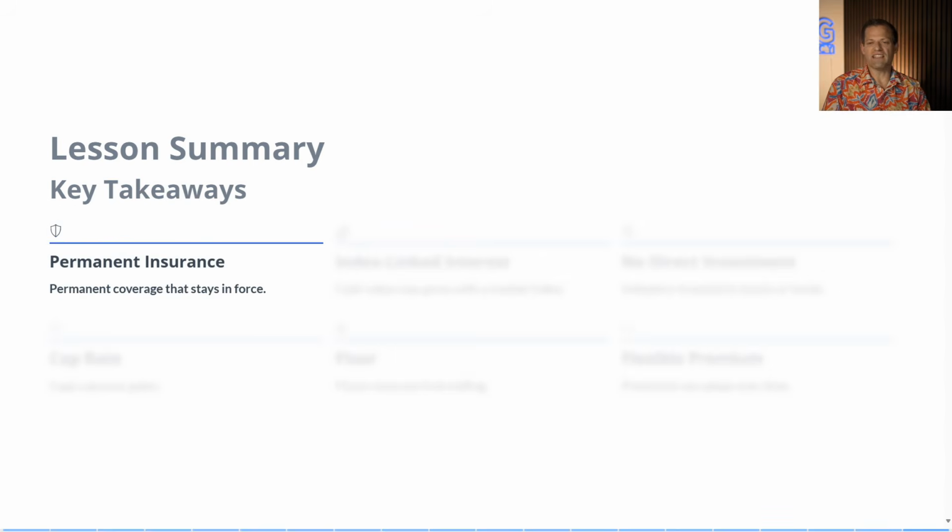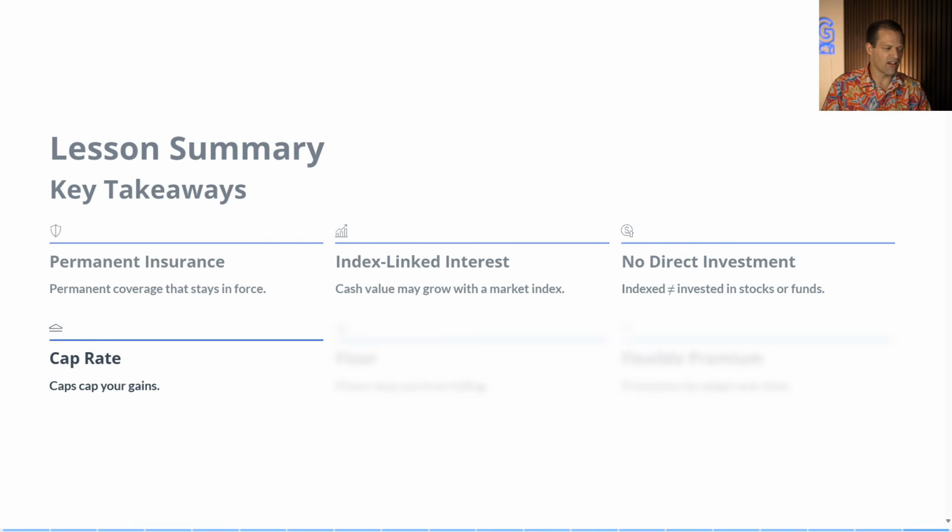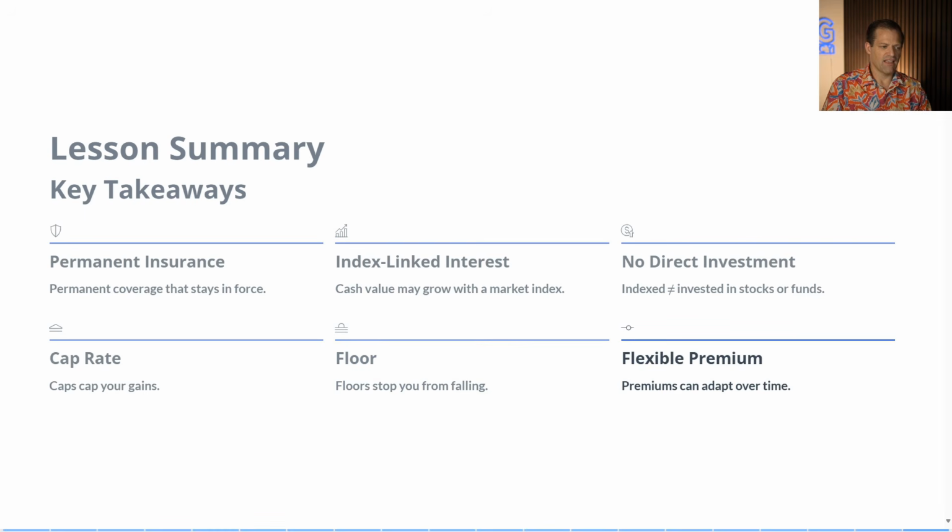Okay. So some key takeaways here in this lesson. IULs are permanent insurance. They're index-linked interest. No direct investment in stocks. There's cap rates to cap the gains that you get credited for. There's a floor to prevent your gains from dropping negative, and a flexible premium so you can adapt the premiums over time.